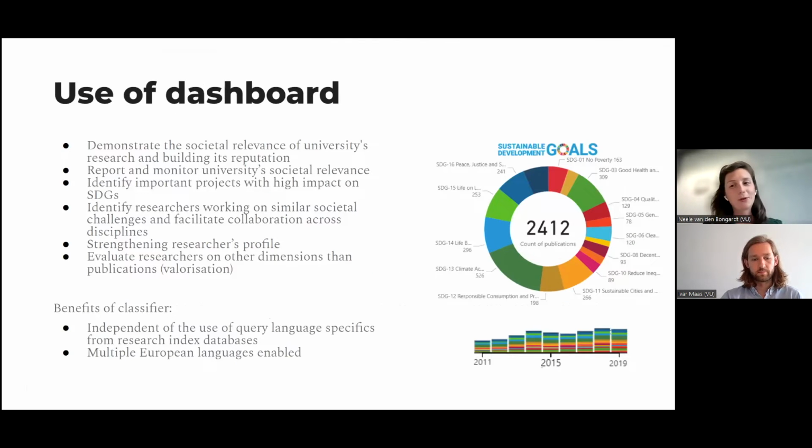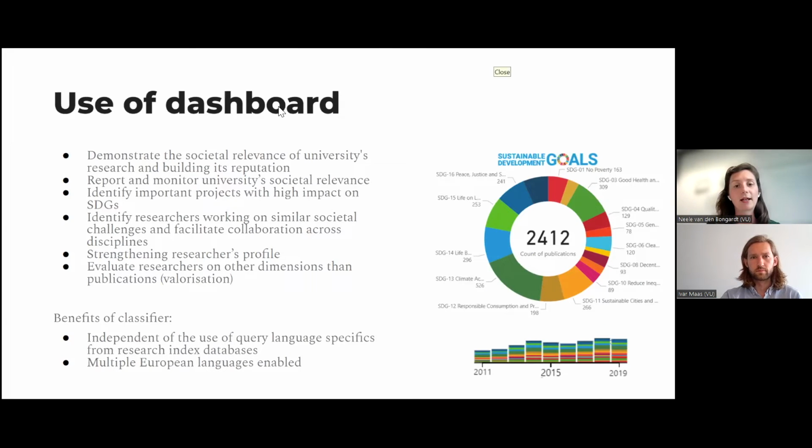Well, now the question is, of course, what can you do with this? First of all, you can just show and make visible the impact that the university has on the SDGs. So publications that have an impact on society beyond the university. And of course, this helps in reporting and monitoring, and also it's possible with this tool to identify projects that have a high impact on the SDGs, that otherwise you might not even realize. And the same with researchers who are then able to find each other based on the SDGs. So this can help for collaboration across disciplines where otherwise you might miss each other.